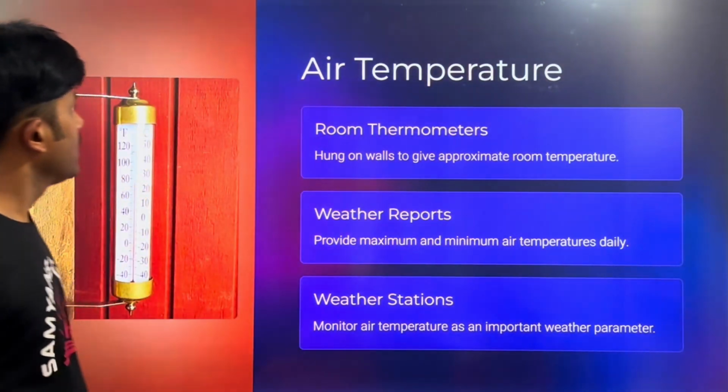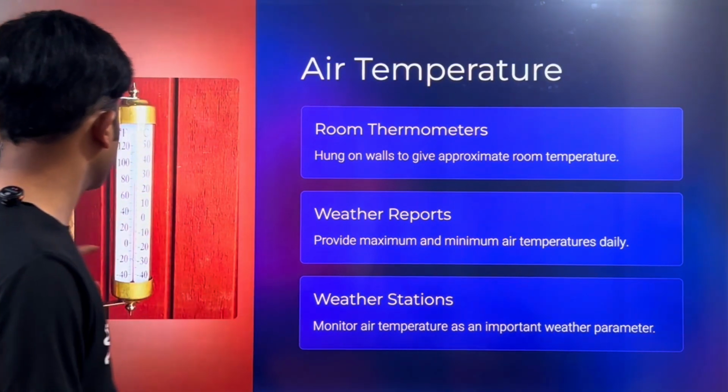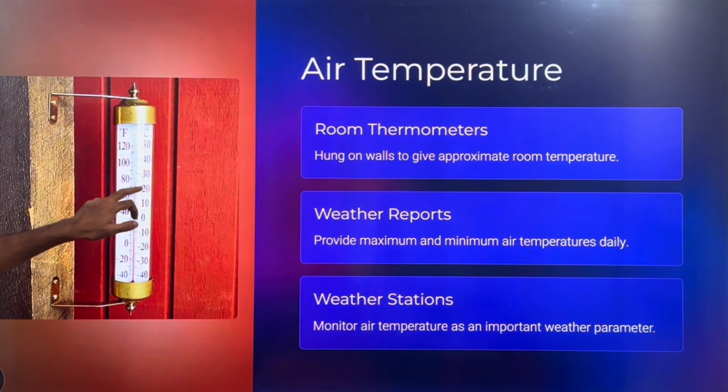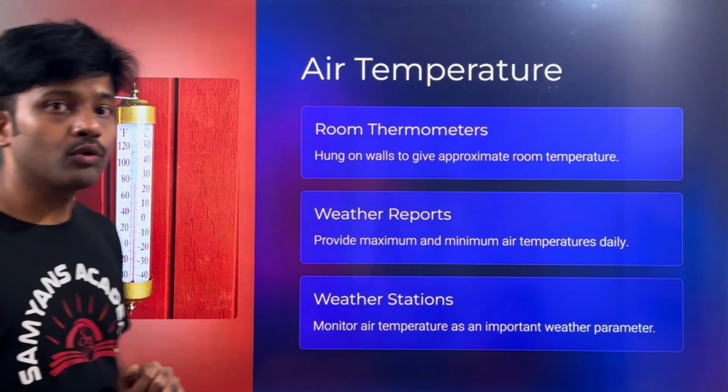Now, here is an air thermometer, and this is one particular way. It can measure the room temperature. It is showing the room temperature now, between 25 and 30. So it is showing 25 degrees Celsius, and in the Fahrenheit scale it is showing 77 degrees Fahrenheit. Okay, these are the room thermometers.